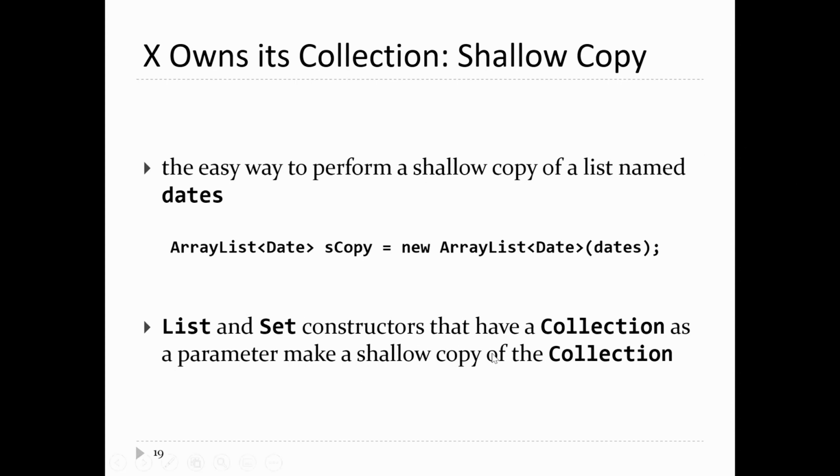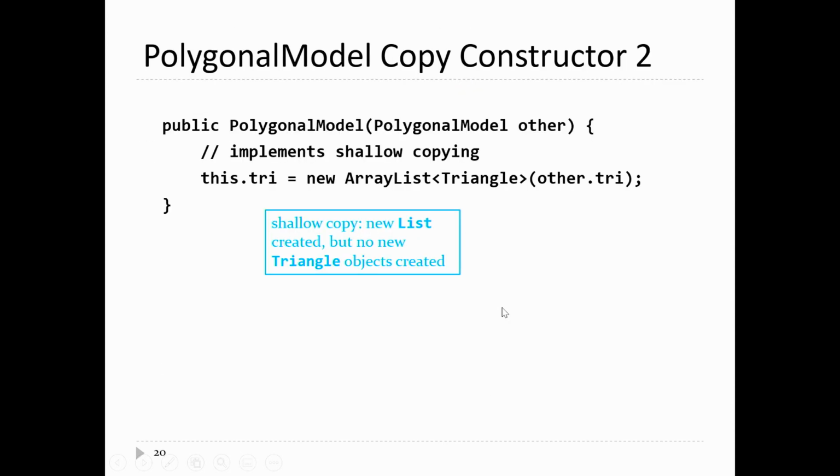Lists and sets both have constructors that will take in a collection of any type. It will take in any list or set and copy that list or set. Okay, so if we change our copy constructor so that we now own the internal list, I make a new array list, and I pass in the list that I want to copy from the other model. So what's happening here?